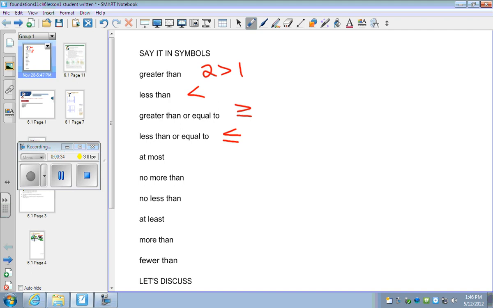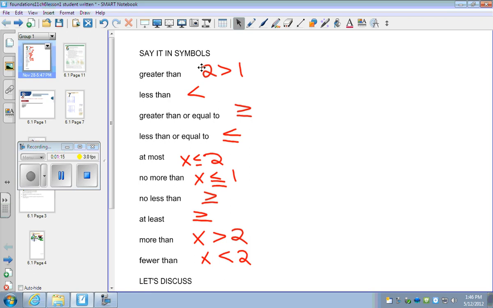Okay, this one's kind of difficult. If x is at most 2, it could be 1, it could be negative 3. So we write x is less than or equal to 2. No more than would be the same thing. No less than is going to be greater than or equal to. At least: if x is at least 2, it could be 3, it could be 7, same thing, greater than or equal to. More than: if x is more than 2, x is fewer than 2.